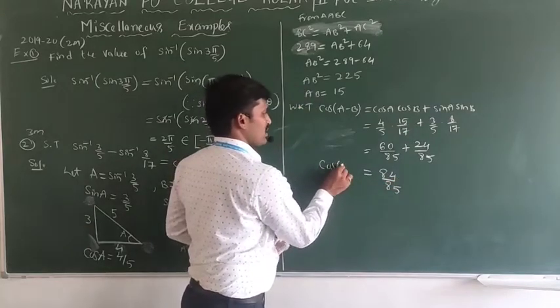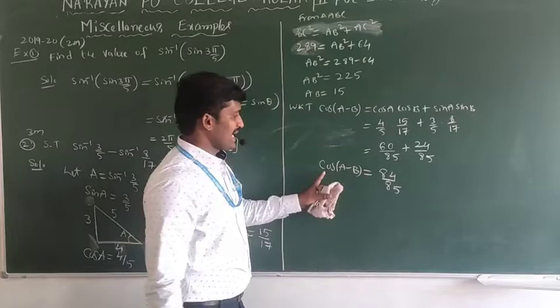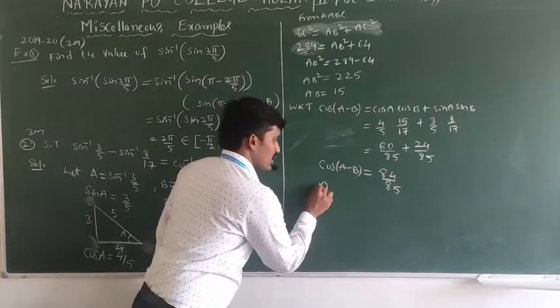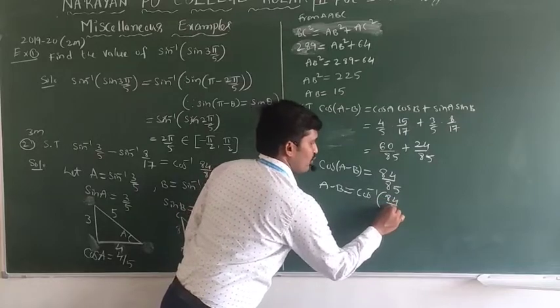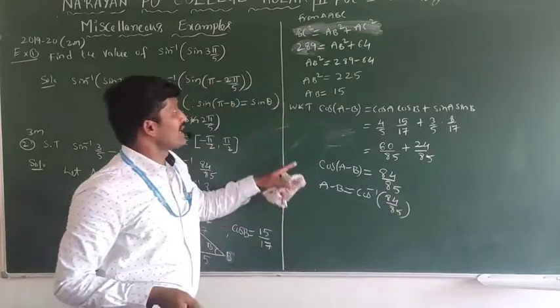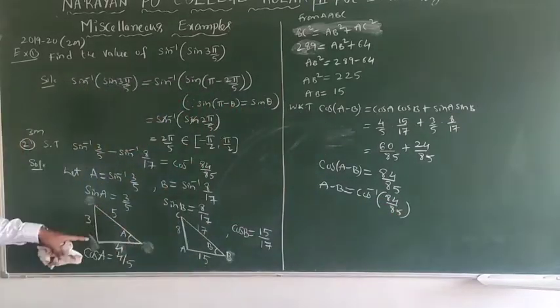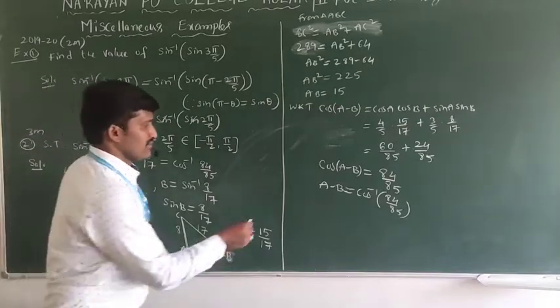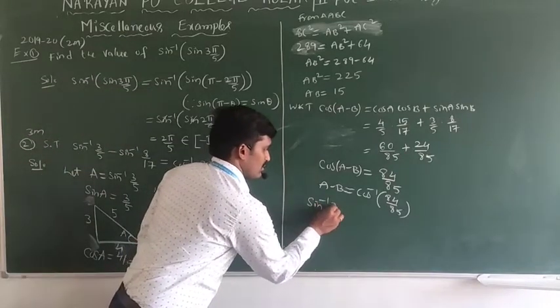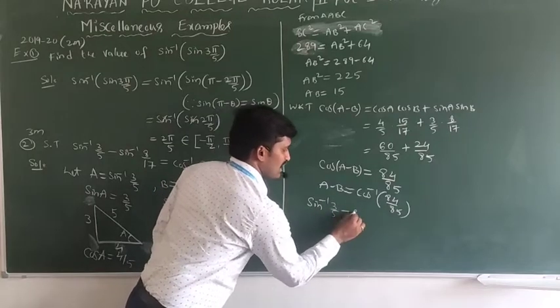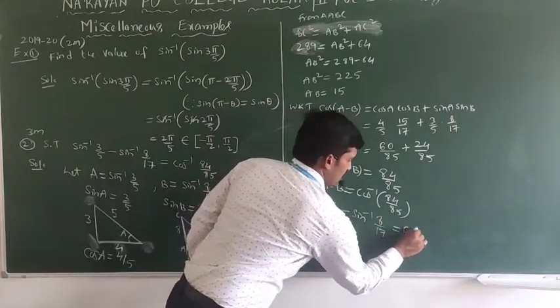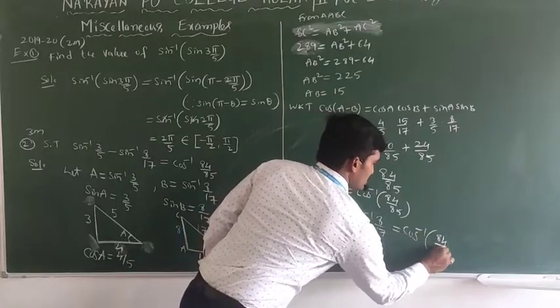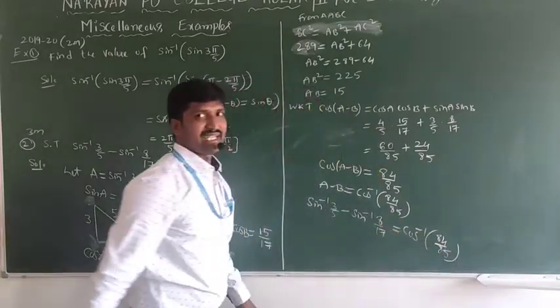It's the left side, cos of A minus B. Take cos on the right side. Now cos of A minus B is equal to 84 by 85. And what is the A value? A value is clearly sin inverse of 3 by 5, minus B value sin inverse of 8 by 17. That is equal to cos inverse of 84 by 85.